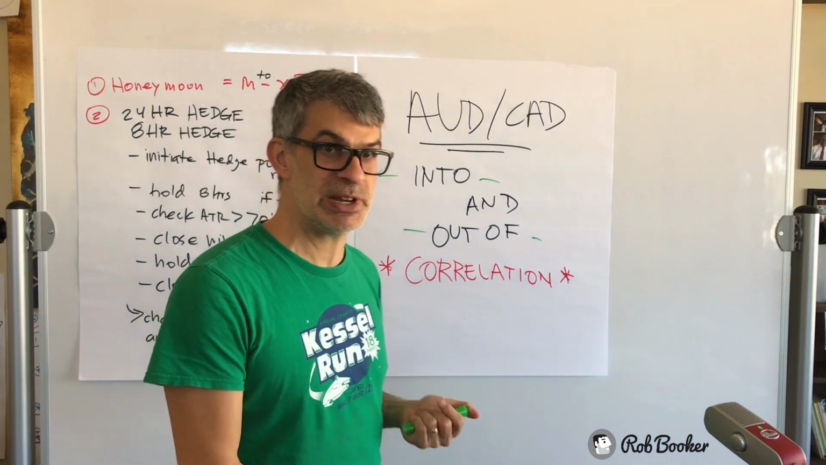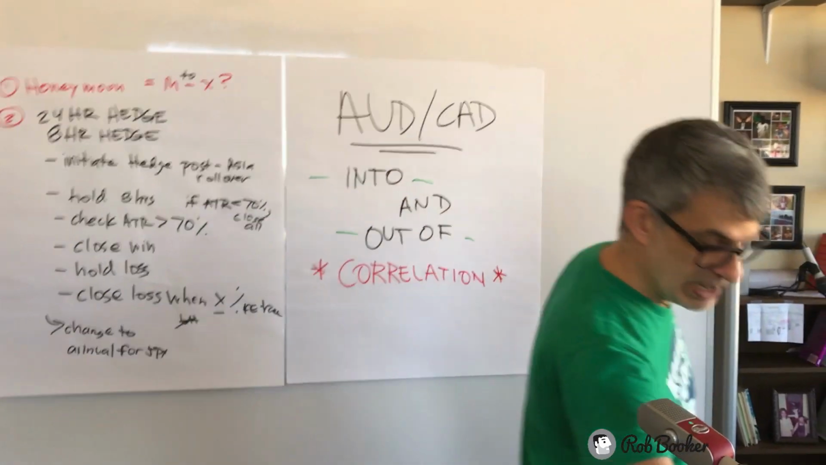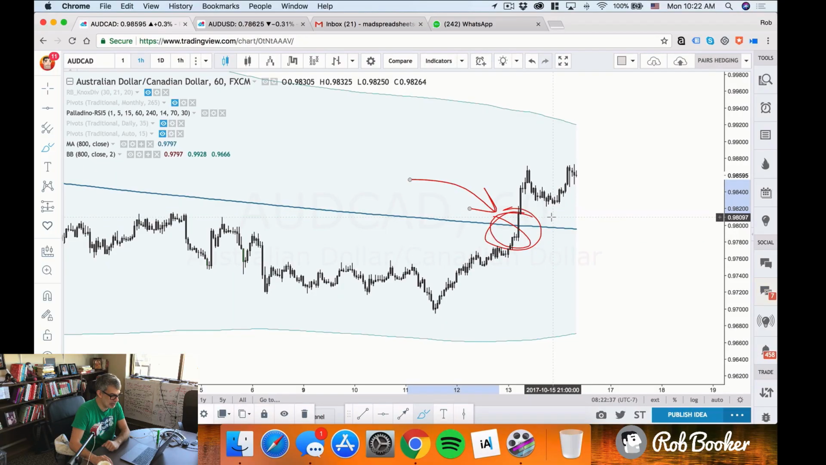So I'm going to move the microphone over here and the camera over here, and we're going to just do some screen capturing business here. All right, we're at the 800 period simple moving average right there. Now, what's happening is we are moving away from that 800 period simple moving average.